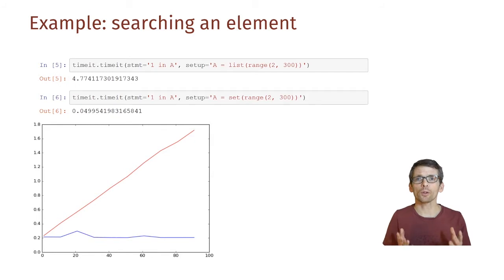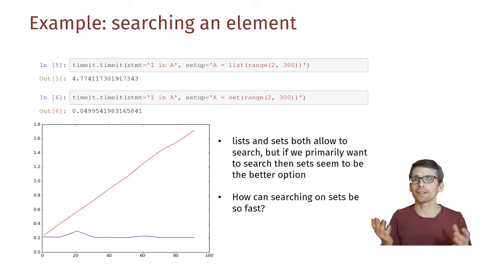And for searching, we also already have seen that it matters how we store the data, because if we store the data sorted in an array, we can do binary search, and then searching only takes order log n time. But as this graph shows, if we store the data in a set, then searching, it seems, actually takes constant time. So both lists and sets allow to search, but if we're primarily interested in searching, then we should be storing our data in a set.